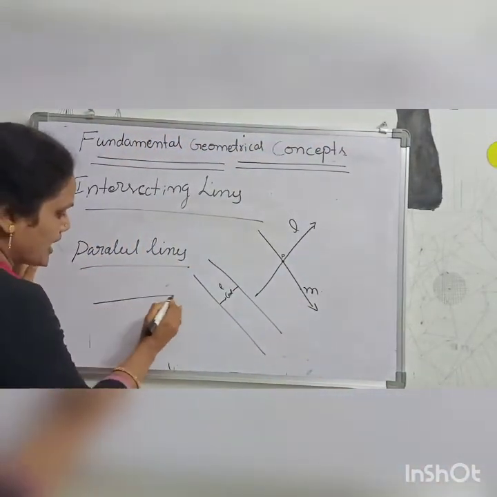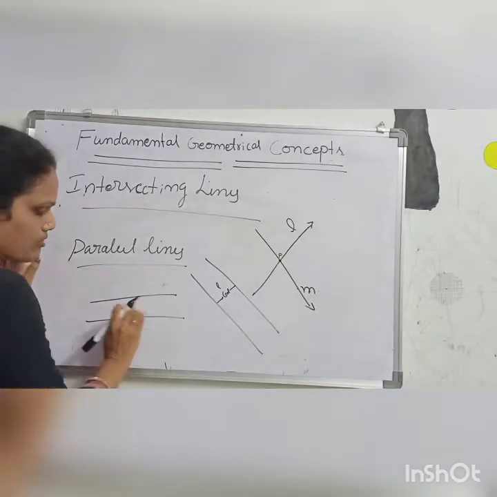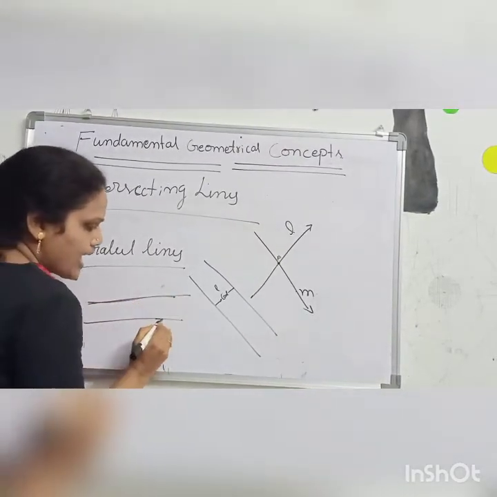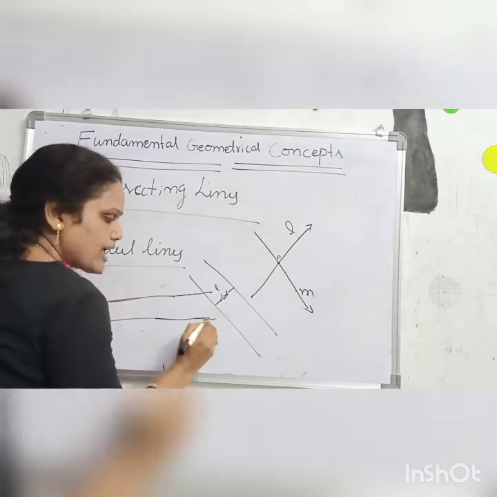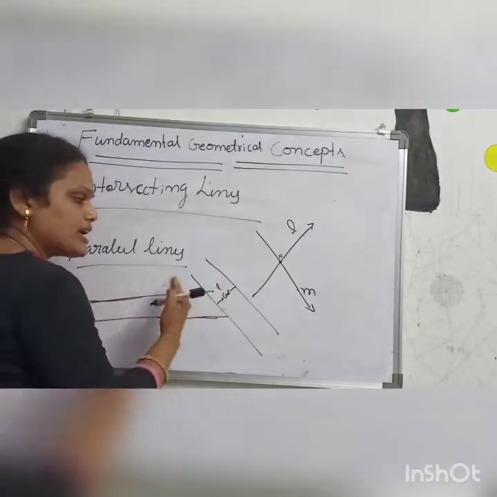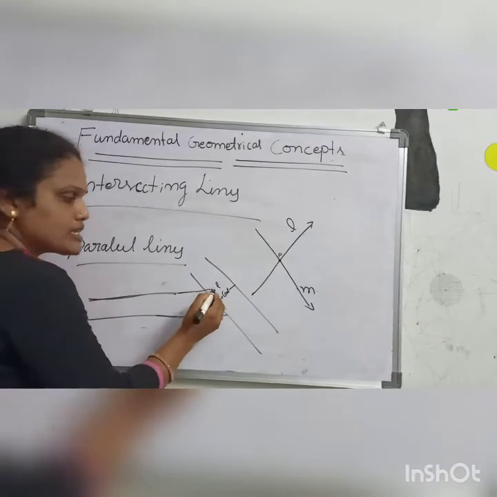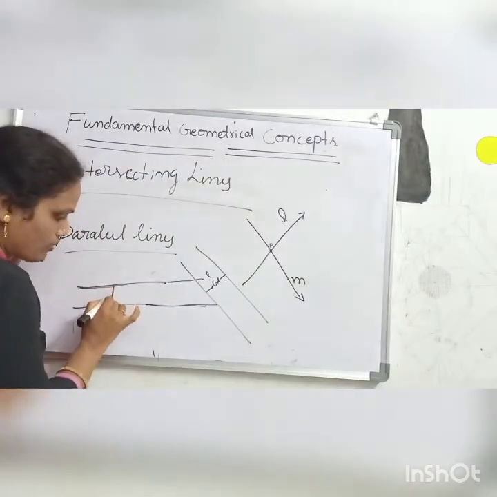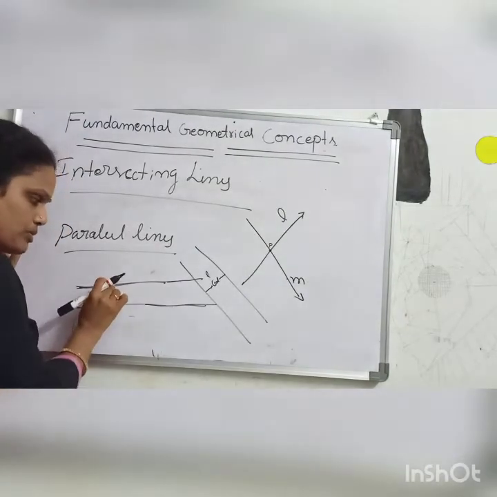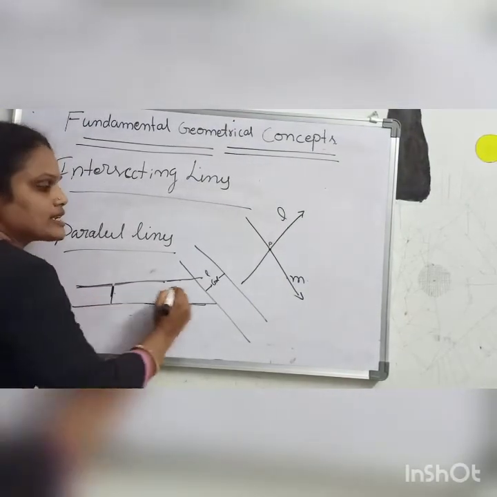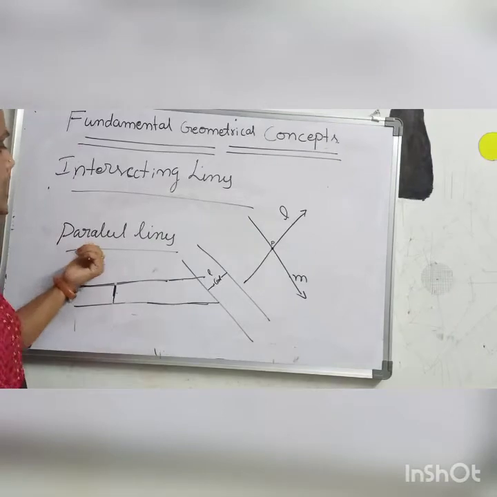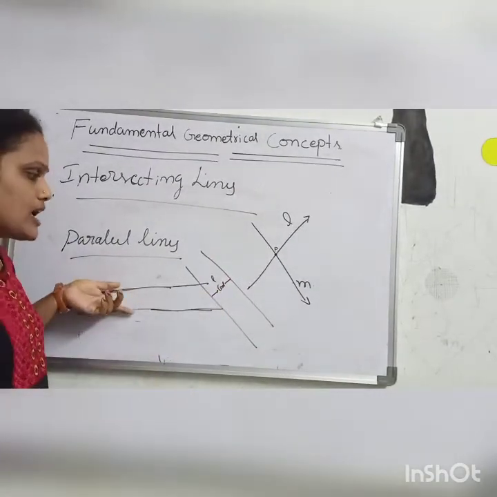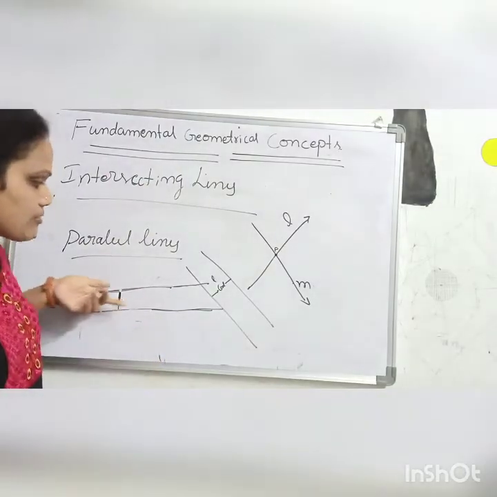If you take the two edges of a scale, these two edges are extending indefinitely, but there is no common meeting point anywhere. The distance between these two edges is constant till the end. These lines are called parallel lines. Examples: railway tracks, edges of the blackboard, edges of the scale.